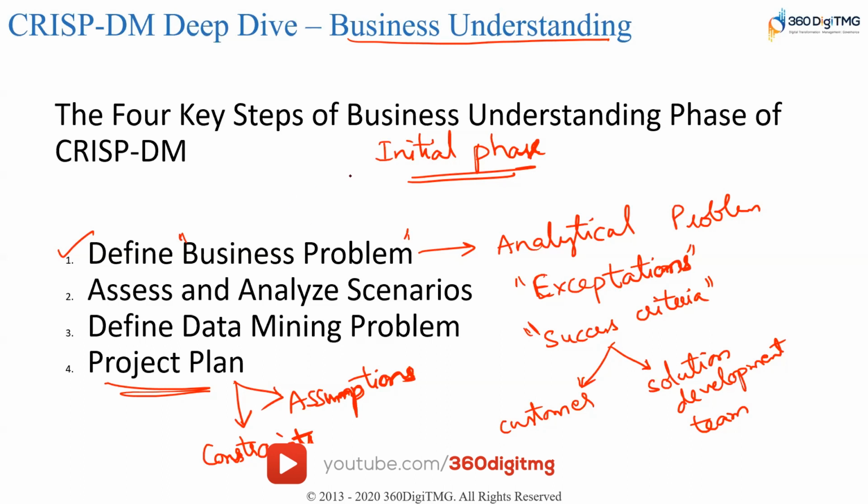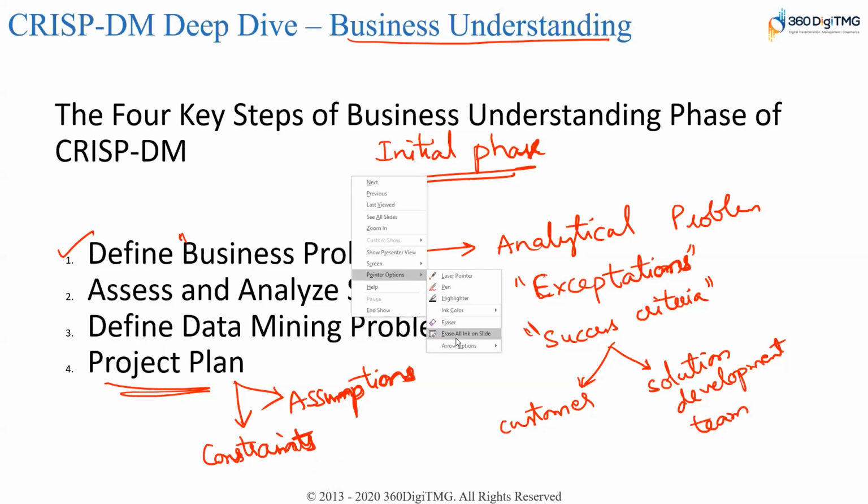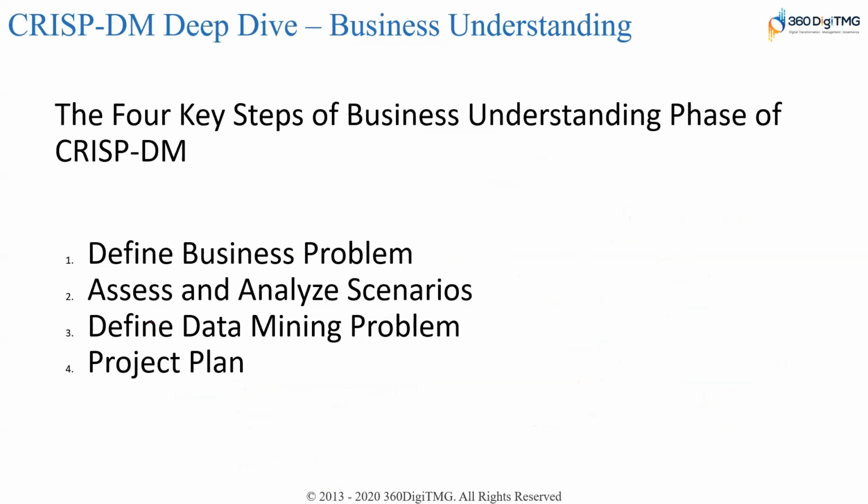Within this business understanding, you have 4 sub-modules. The first thing is defining the business problem. In defining the business problem, you try to come up with business objectives of the problem that you're trying to solve. So the first step is to come up with business objectives. Okay, that's the first step.